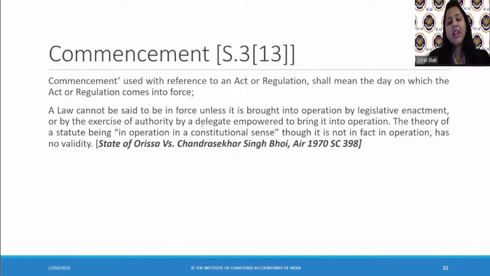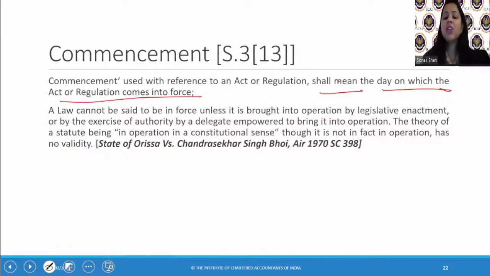So whenever we understand the word commencement with respect to an act or regulation, it means the day on which the act or regulation will come into force. An act as such, a legislation as such, cannot come into force or come into operation without a legislative enactment.